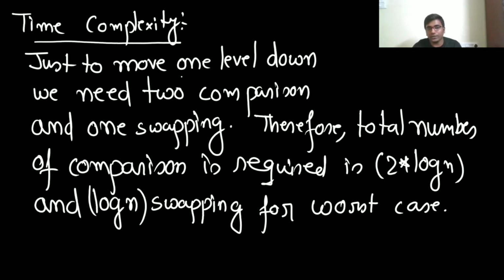So just to move one level down, we need two comparisons. We are doing two comparisons and one swapping. You know that the height of the tree is going to be log n. The total number of comparisons required is 2 into log n, and log n swappings for the worst case.